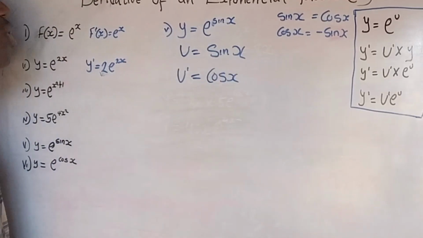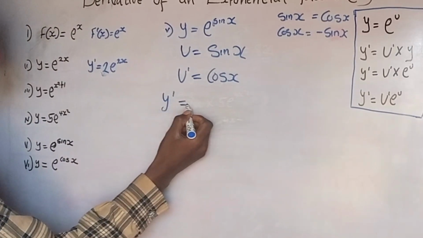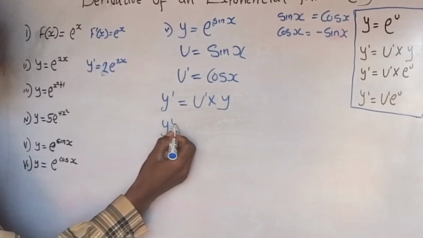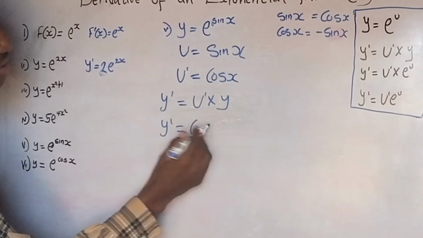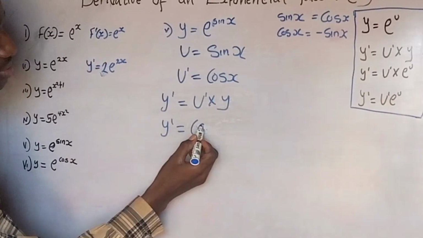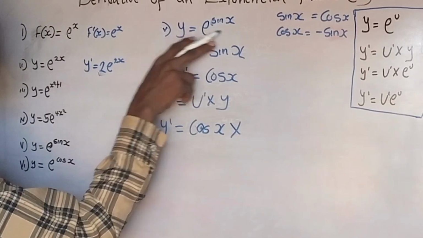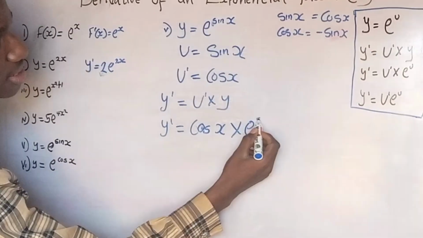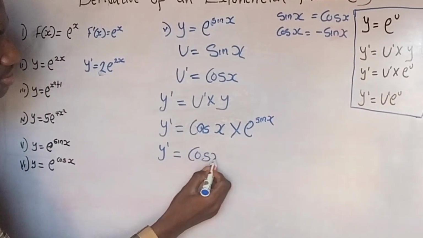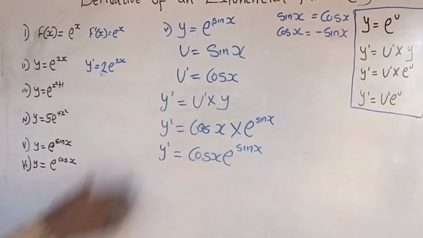In that case, I can proceed and say the derivative of y is equal to the derivative of u multiplied by the function y itself. So the derivative of y is equal to the derivative of u, which is cos x, multiplied by, don't forget that the function y is equal to e raised to the power of sine x. So I'm going to have e raised to the power of sine x here. So the derivative of y is equal to cos x e raised to the power of sine x. So that is how to find the derivative of e raised to the power of sine x.